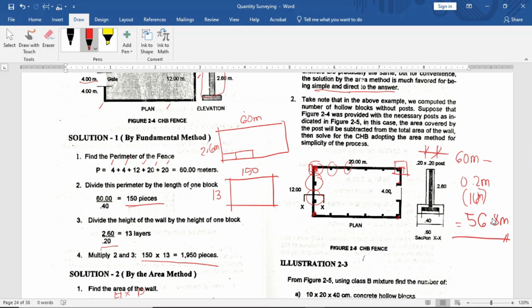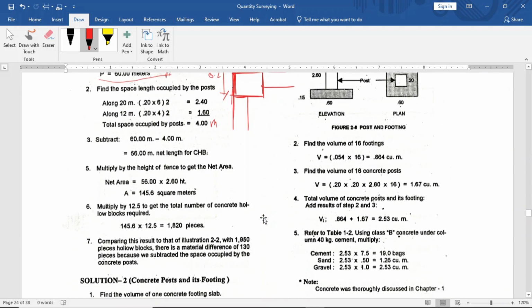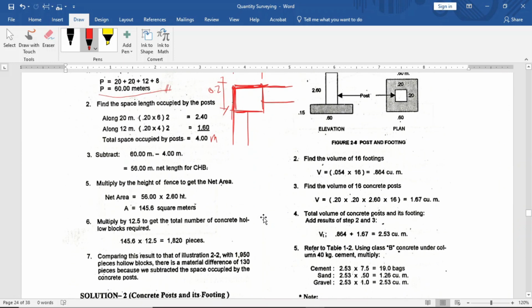Dapat pala pagbilang natin times 2 yung sa edge. So, dapat is 0.2 times 20. So, dapat yung pagbilang natin, kung magbibilang tayo 1, 2, 3, 4, 5, 6, 7, parang gano'n. So, dapat 20 naman. 20 pala. So yung makukuha natin is 56 yung net length for CHB. Kasi nga, may deduction tayo para sa column.